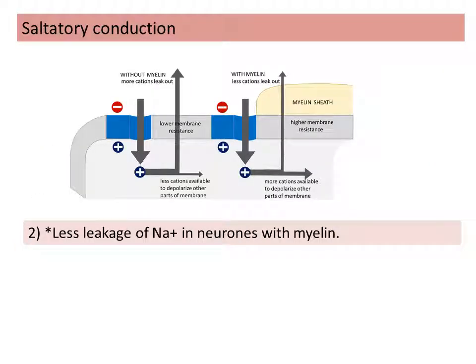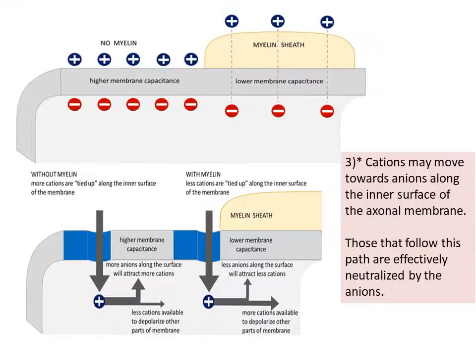Another value of the myelin sheath is it manages to keep the ions in their right position, so you get less of this sort of drifting of the sodium and potassium ions through the membrane because the myelin is there. And also the cations might move towards the anions along the inner surface of the membrane, and those that do are effectively neutralised, so they don't actually create the charge that you would want. So it actually allows the charge to become more stable.